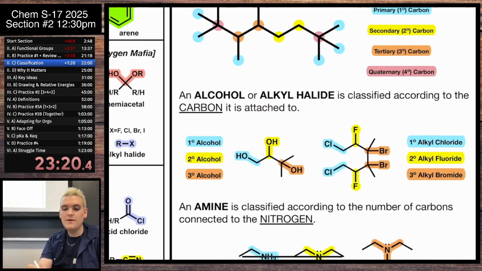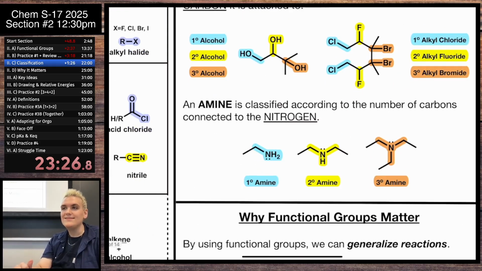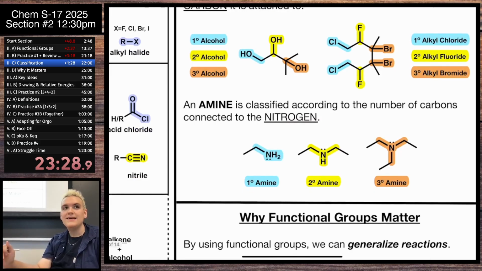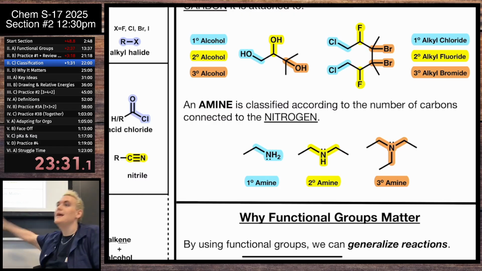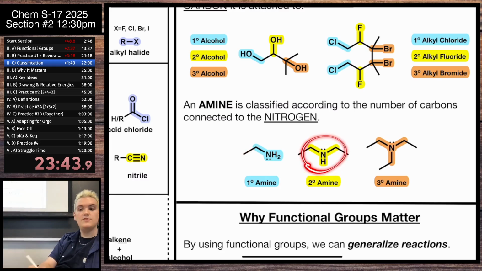The one thing that's a little bit weird is that for alcohols and alkyl halides, it's about the carbon's classification. But amines are a little different. For amines, it's the number of carbons attached to the nitrogen. So if the nitrogen has one carbon attached to it, it's a primary amine, whether or not this is a primary carbon. It could be a secondary carbon, and we'd still call this a primary amine. Then secondary amines have two carbons, tertiary amines have three carbons.